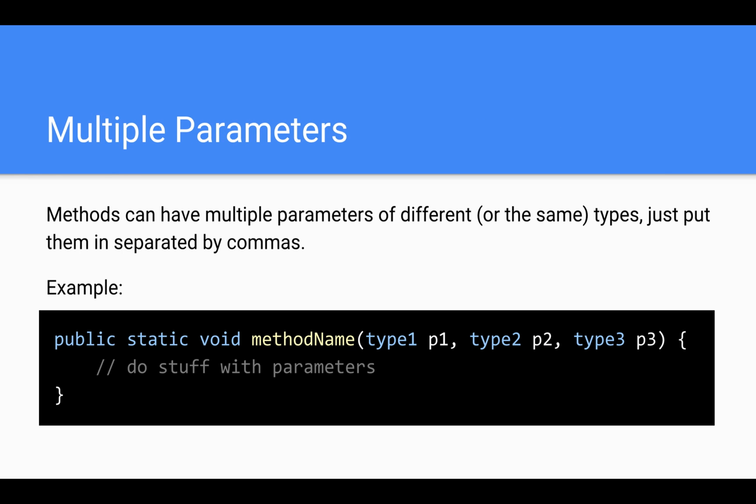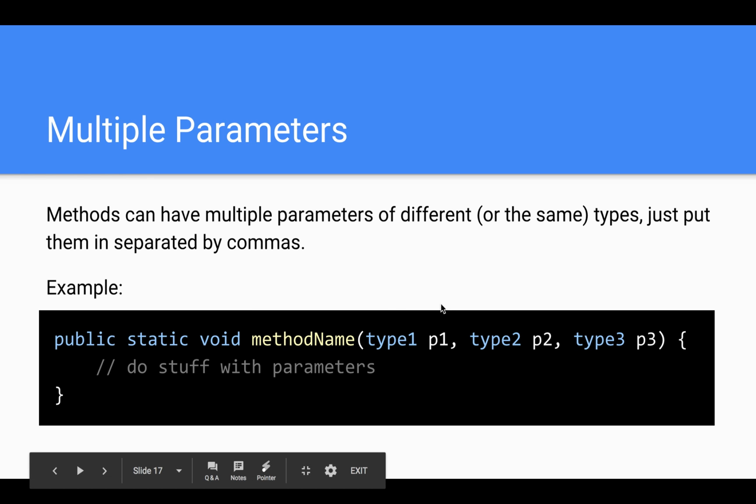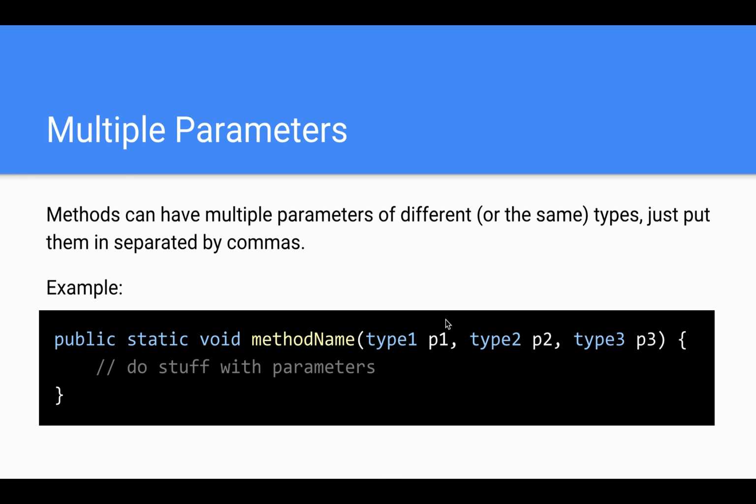You can have multiple parameters, and to do that you just separate them by commas, and you have to have a type for each parameter that you put in. And those types can be different or the same, it doesn't matter. You just have to have type, parameter name, comma, between every different parameter that you use for your method.